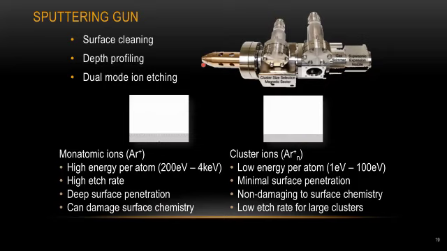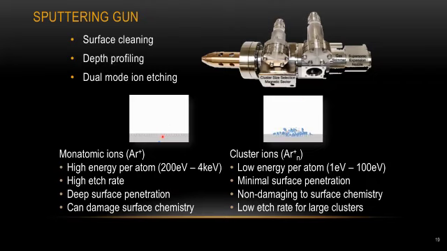For a monatomic ion source, you can see from the picture on the left here, there's a single blue ion coming down to your sample, and it will penetrate quite deep into the surface. The ion has very high energy, that's why it will also damage your surface chemistry a lot.